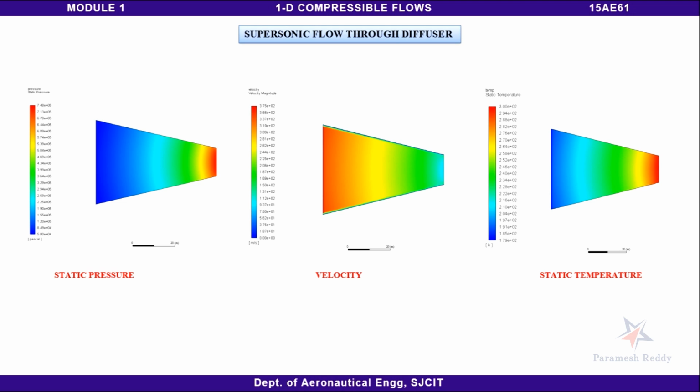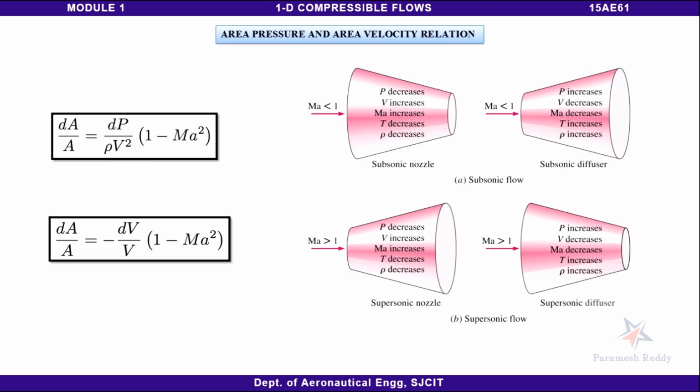Depending upon the flow velocity, consider here: if the velocity is subsonic, that is, Mach number is less than 1, this portion represents the nozzle, and if the Mach number is less than 1, this will be the diffuser. If the velocity is greater than 1, this shape will be the nozzle, and if the velocity is greater than 1, this will be the diffuser.